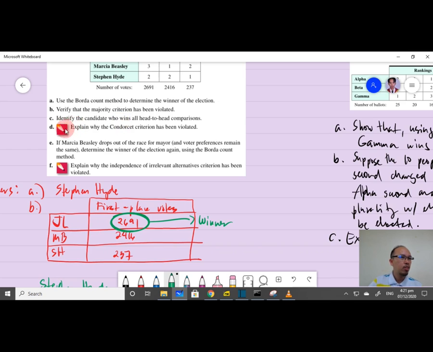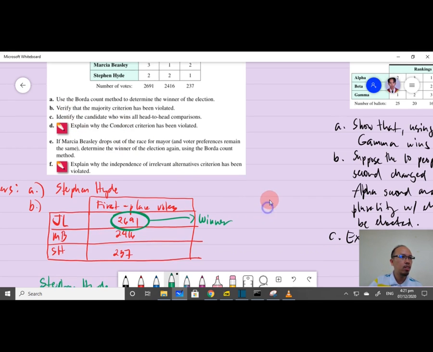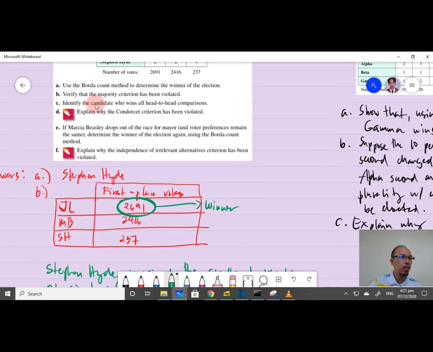Okay. So for letter C, identify the candidate who wins all head-to-head matchups. Okay, so meaning to say you are going to use the pairwise comparison voting method. So I've solved this already.